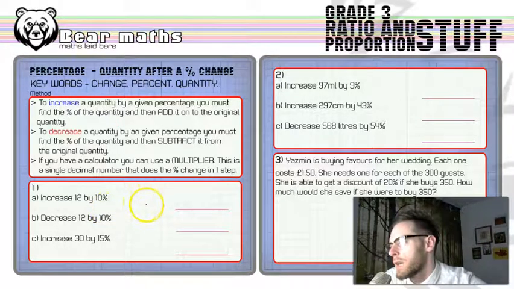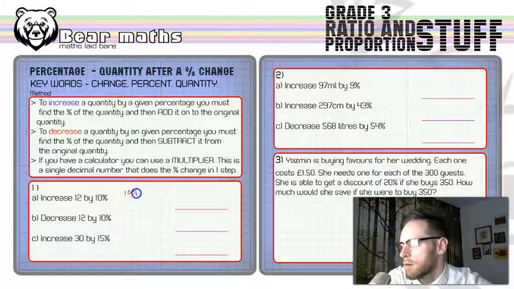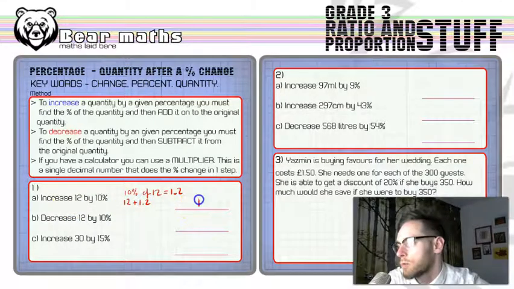Now, question number 1a asks us to increase 12 by 10%. So all we've got to do is find 10% of 12. So 10% of 12 equals 1.2, because all you've got to do is divide 12 by 10. And then you just add that on because we're increasing it. So 12 plus 1.2 equals 13.2.